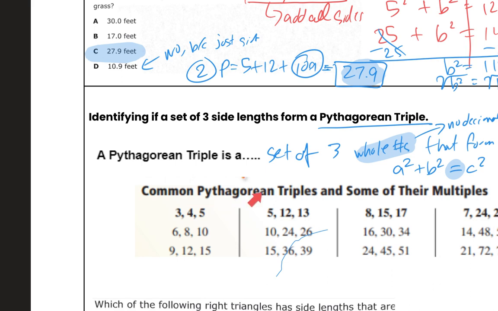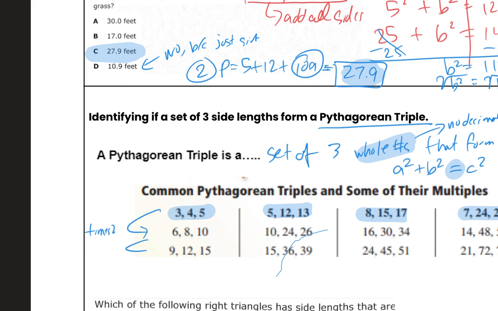So these are some common Pythagorean triples and their multiples. Like in construction, 3, 4, 5. If I knew one side was 3 and one side was 4 and it was a right triangle, I know the third side is 5. Also 5, 12, 13, 8, 15, 17, 7, 24, 25. Those are called triples because, say, if I multiplied times 2, if I know one side is 6 and the other's 8, and it's a right triangle, I know the third side has to be 10 because I would multiply each of these times 2, right?